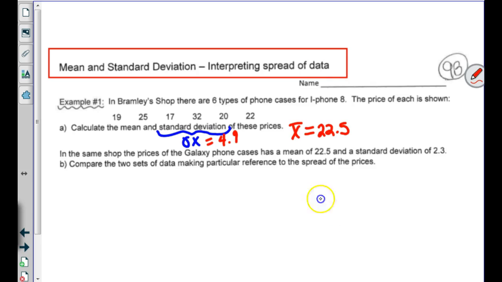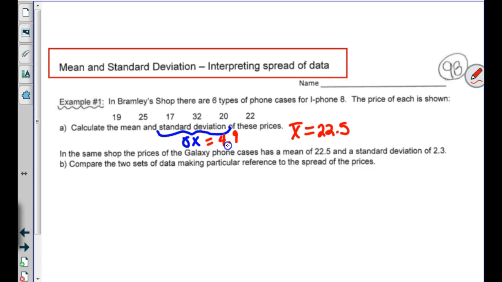So it means the average price was 22.5, with going out in either direction 4.9 would hit a large percent of the data, okay? A larger standard deviation means the data is more spread out. The smaller the standard deviation, the more clumped together it is.